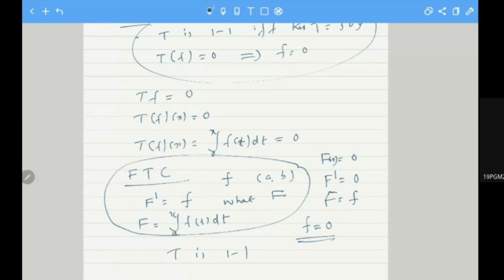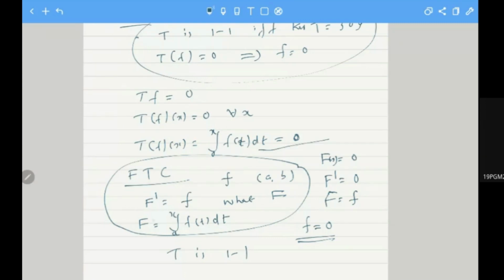That means, what are the f which map under the image of T, what are the f which take the value 0? For that we are assuming T of f equal to 0. F is a continuous function, so T of f is also a continuous function. So that continuous function is 0 means what? T of f at every x is 0, right? T of f at every x is defined by the integral 0 to x f(t) dt. This is 0.